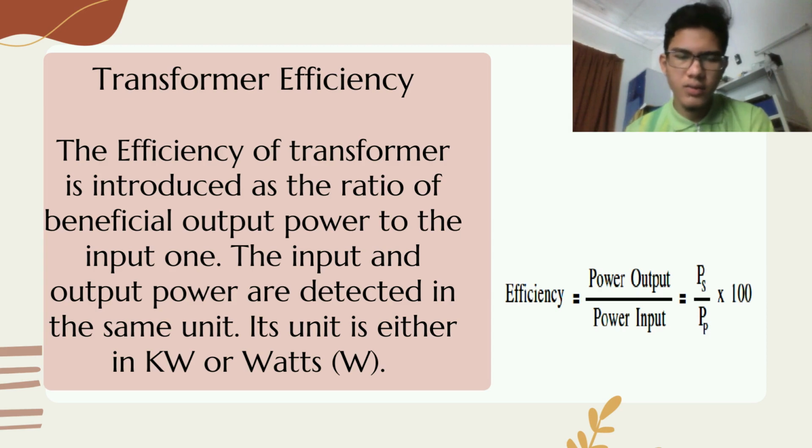The last one is transformer efficiency. The efficiency of a transformer is defined as the ratio of beneficial output power to the input power. The input and output power are measured in the same unit, either kilowatt or watt. To calculate the efficiency of a transformer, use the value of power output over the value of power input, and then multiply by 100.